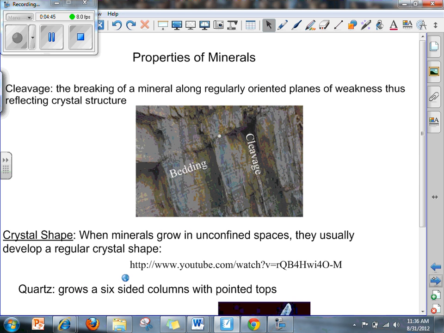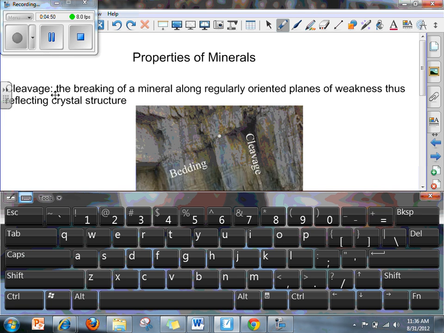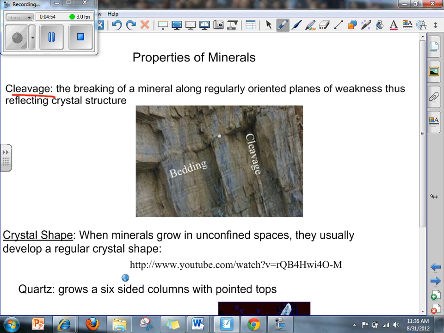One of these properties being cleavage. Okay? Cleavage is the breaking of a mineral along a regular oriented plane of weakness, thus reflecting a crystal structure. So when we can see a crystal with our naked eye, basically the way a mineral is going to break helps us to understand possible elements that are in this structure.